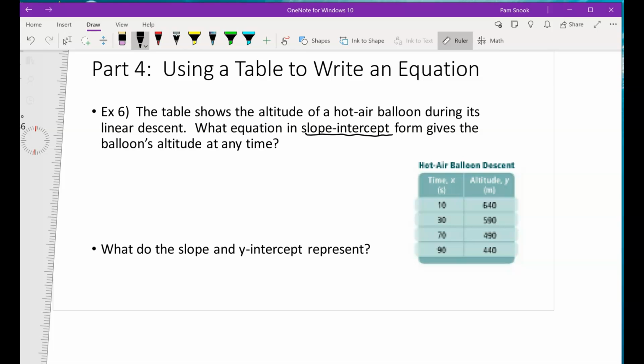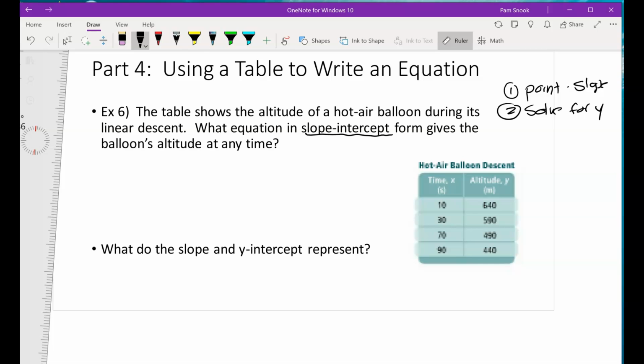So what this means is we're going to have the slope, and we're going to have to figure out what the y-intercept is. And the easiest way I know to do that is to start at point slope form, and then we're just going to solve for y. And you'll see what I mean in a moment.